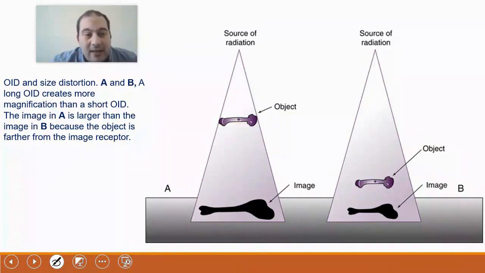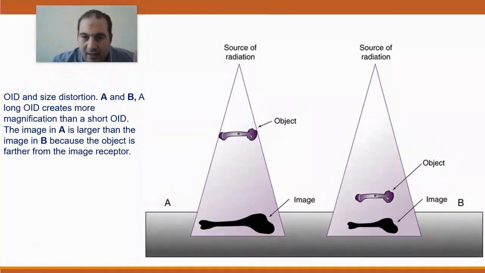Now, regarding the SID, which is the distance from the X-ray source to the image receptor, if you increase the distance, you reduce the magnification. If you decrease the distance, you increase the magnification and reduce the sharpness. Is that clear? All right.